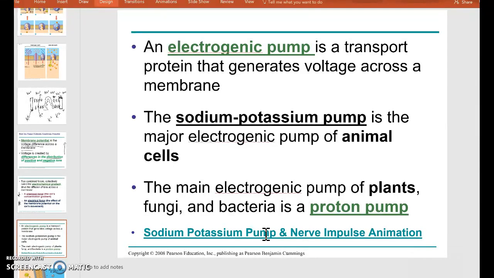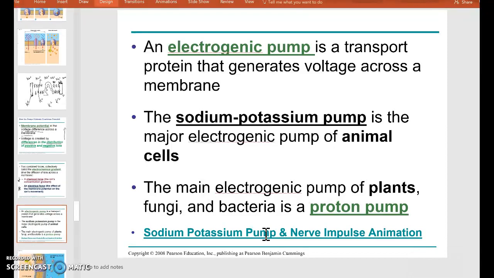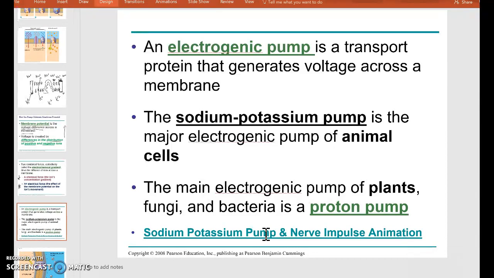Now, I'm not going to run it in this particular section of the video, but I've shown you how the neuron is reliant upon the sodium-potassium pump.